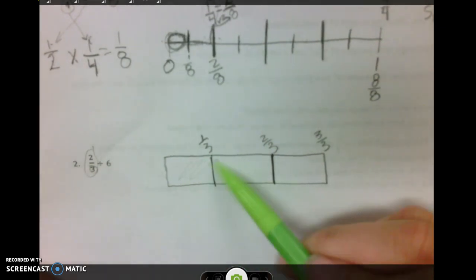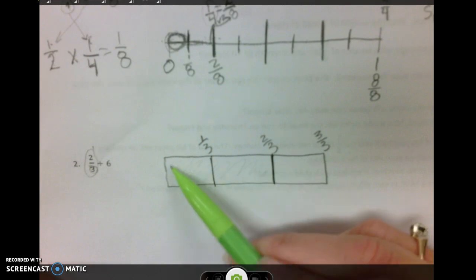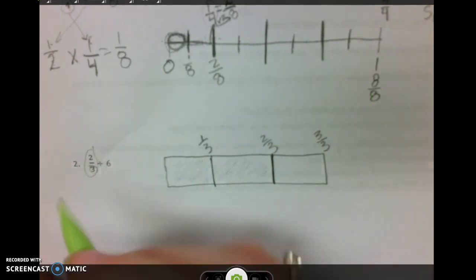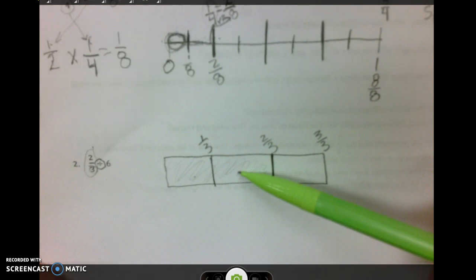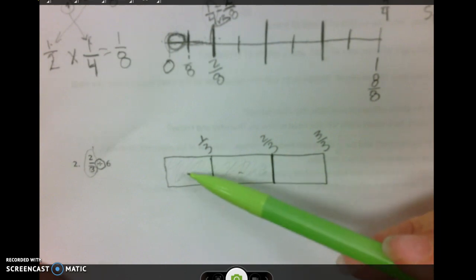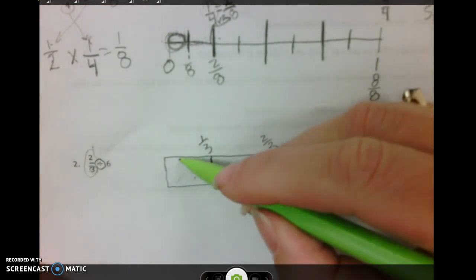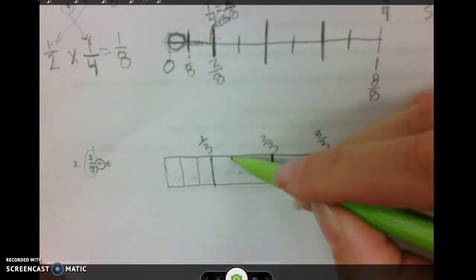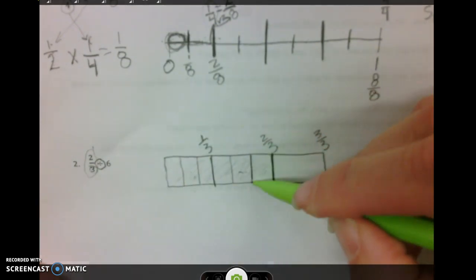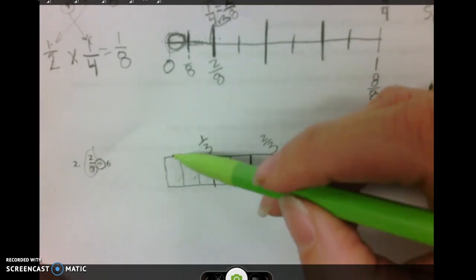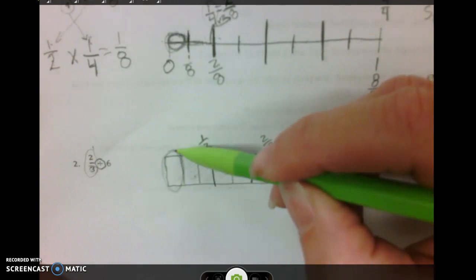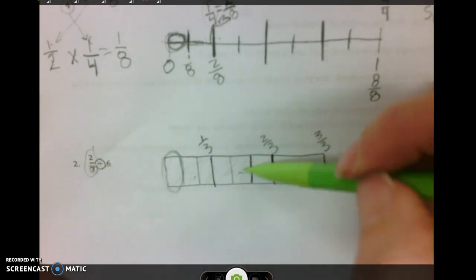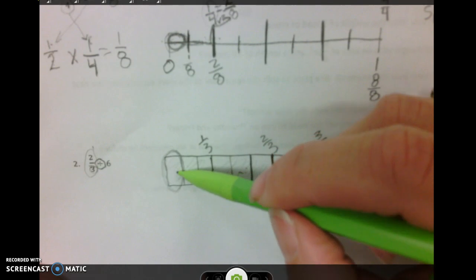I'm only dealing with this section right here. This is the size of the group that I have. What I need to do is divide it or split it into 6 equal pieces. So if I'm going to break this into 6 equal pieces, that means I need 3 in each section. So I'm going to go ahead and break that here, here, here. And what I need to know is what size is this, because I need to know if I break it into 6 pieces, how big is one piece?